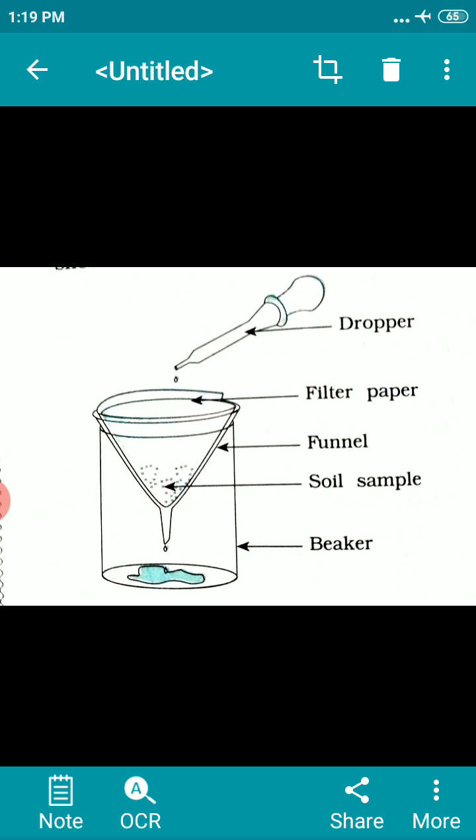So we can repeat this activity with the different types of soil. In this way we can find out how much water is absorbed by the different types of soil. So now you have studied the different types of soil, different properties of soil, what the soil contains and how it is formed.